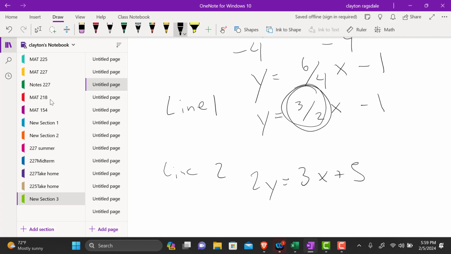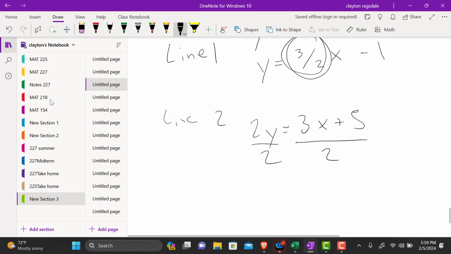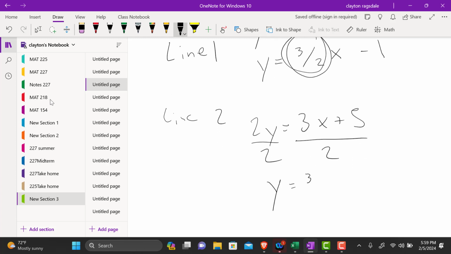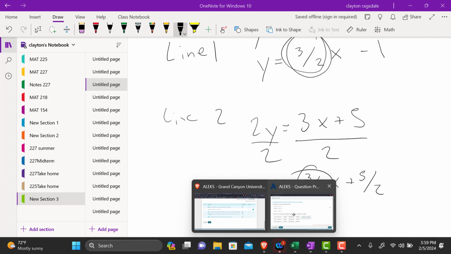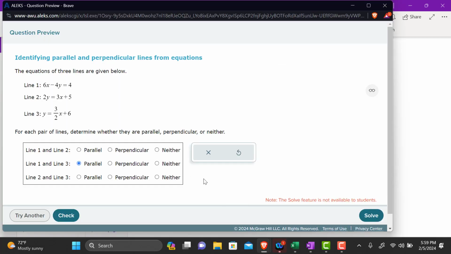And if I divide both sides by 2, what also happens? I get the same slope again. y is equal to 3 over 2x plus 5 over 2. So again, all these lines have the same slope. So if all the lines have the same slope, guess what? They're all parallel. I know I did that quickly. Put everything into y equals mx plus b format, or in other words, the same format as line number 3 here. And it's going to make it a lot easier to see whether lines are parallel or perpendicular.